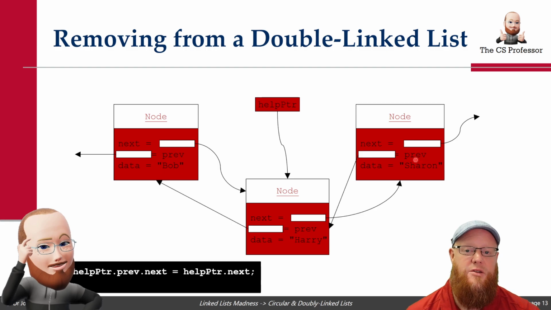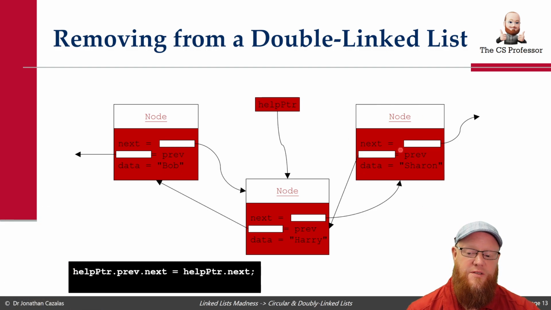Where do you want to save that address? We want who to point to Sharon? We want Bob to point to Sharon. So we want to take the address of Sharon and we want to save it right here in the next of Bob. Well, you're like, well, dang, how do I get to the next of Bob? No one's pointing to Bob. Well, help pointer's not pointing to Bob. We want to take the address of Sharon, which is help pointer dot next, and we want to save it right here in the next of Bob.